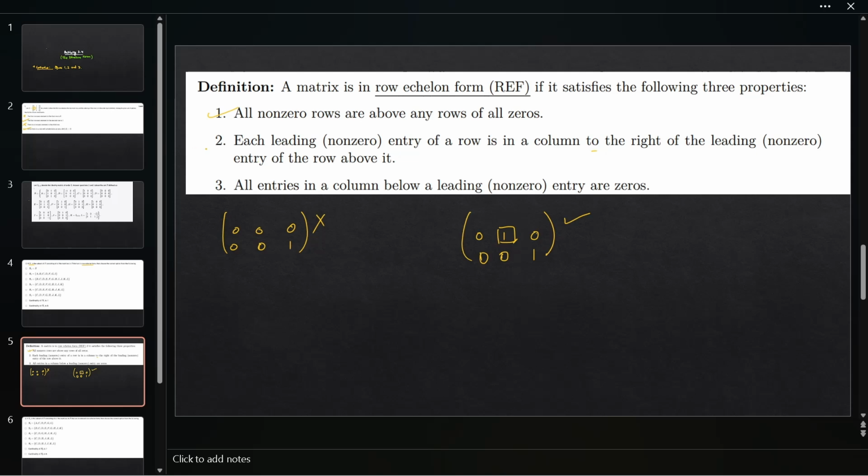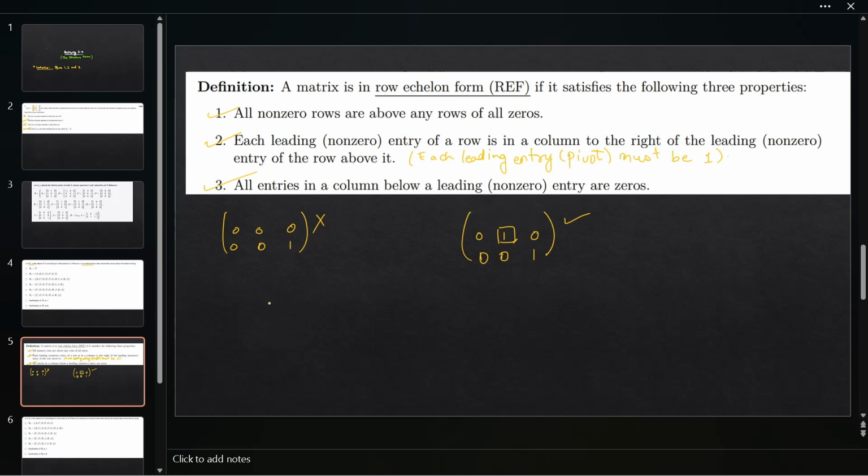Now, there is one more property which is not mentioned here, that is each leading entry must be 1. It is for our syllabus. Each leading entry, which is also called a pivot, must be 1. Now, option number 3 says all entries in a column below a leading non-zero entry are zeros. This we have seen as well, that all the entries in a column below a non-zero entry are zeros.